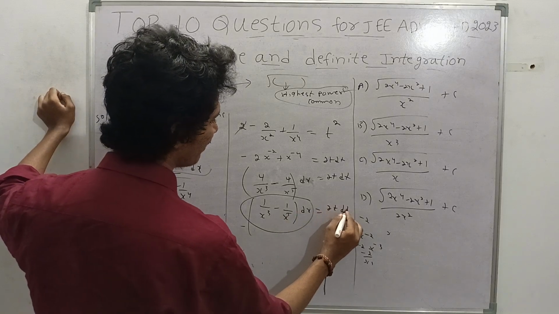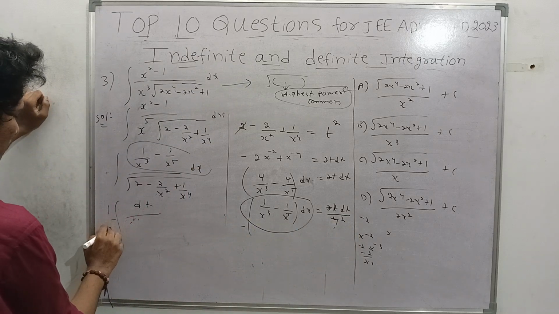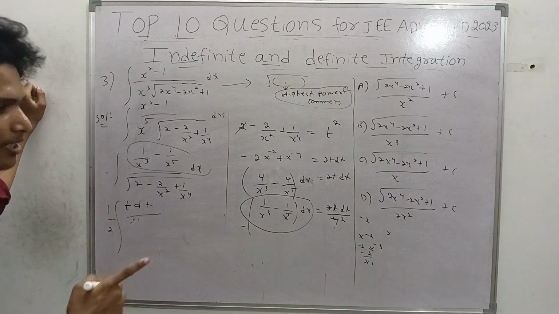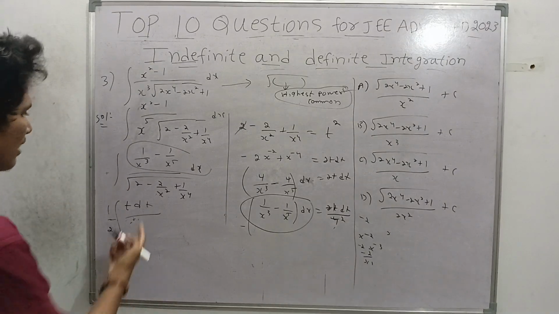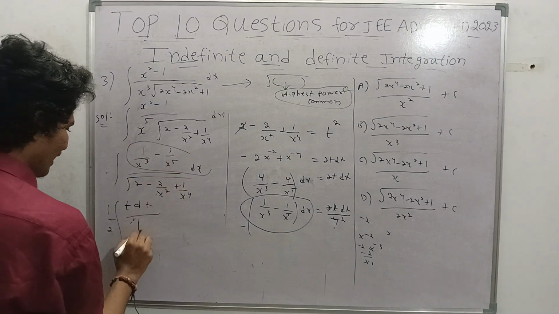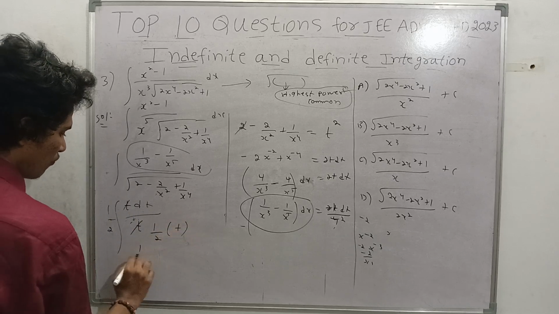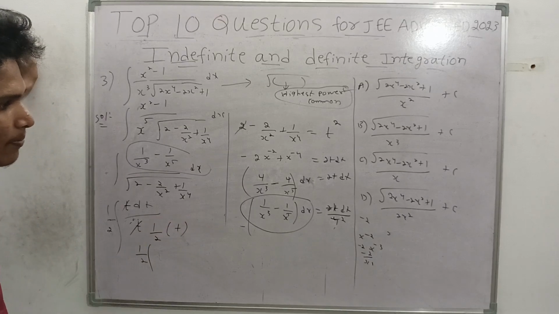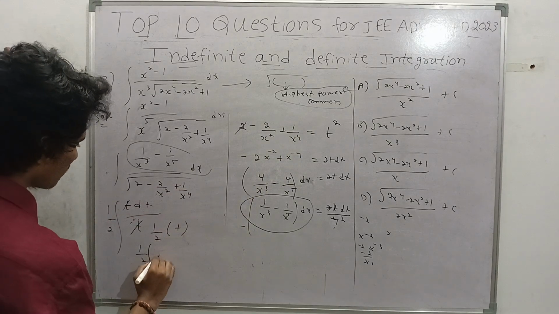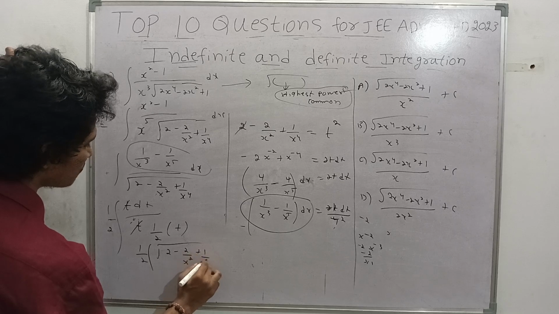Now 2t dt divided by 4 will be half, not 1 by 4. So it will be half and there will be t here. And what is the denominator? It is under root t square. Under root t square is t. T will get cancelled, and it will be half into t. What is t? What did I assume t to be? T is under root of 2 minus 2 by x square plus 1 by x power 4.